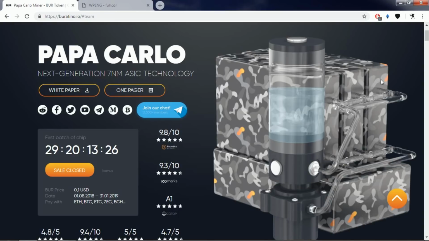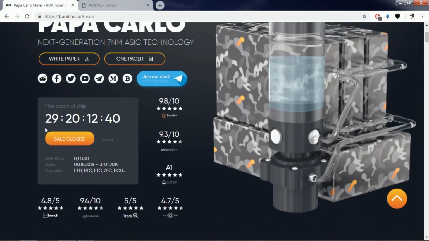see the prototype of their multi-miner device, which has an extraordinary advantage such as an external cooling device added to it. You can see on their website there is a countdown for the release of the first batch of their multi-miner devices chip. In about 29 days, they will release their first batch of chip. They have completed their ICO sale. Their token price, which name was BUR token, was worth about 10 cents.